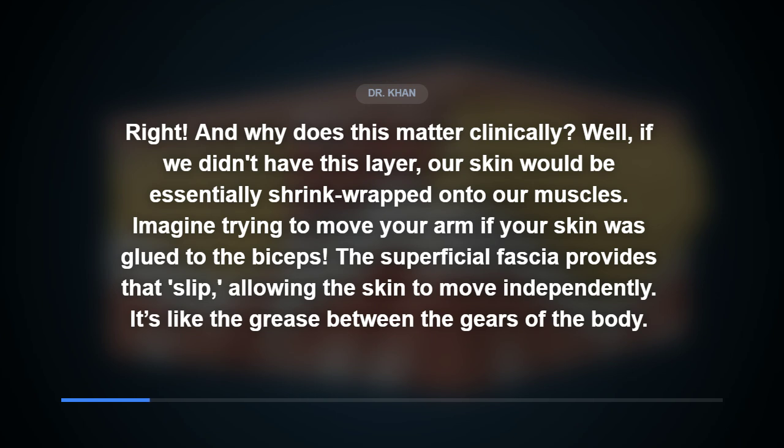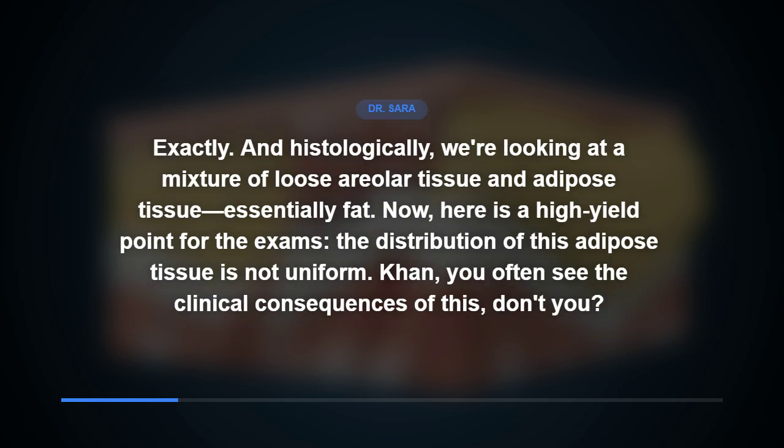Right, and why does this matter clinically? Well, if we didn't have this layer, our skin would be essentially shrink-wrapped onto our muscles. Imagine trying to move your arm if your skin was glued to the biceps. The superficial fascia provides that slip, allowing the skin to move independently. It's like the grease between the gears of the body.